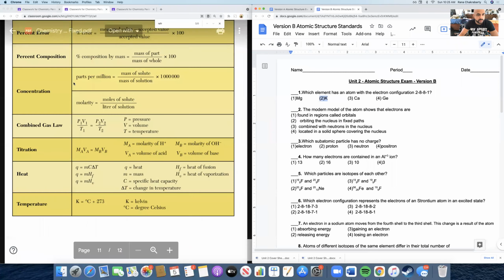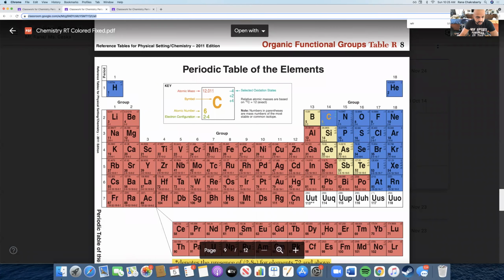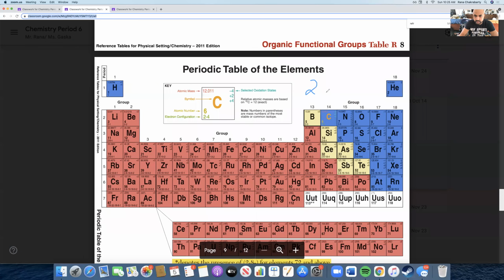That's the wrong one. So using a reference table to find these elements. So the first one said 2-8-8-1. If you just add those numbers up, that equals 19. So we find number 19. You see, oh, number 19 is potassium. Okay, so that's why the answer for that was potassium.